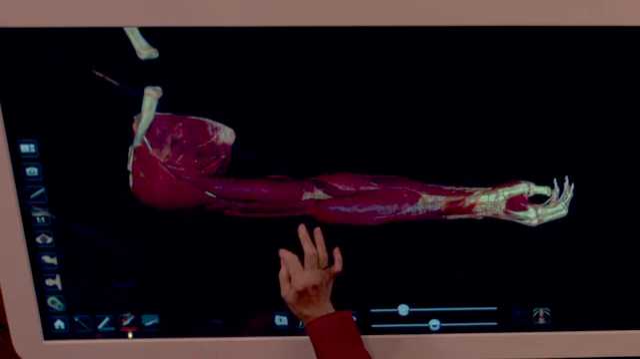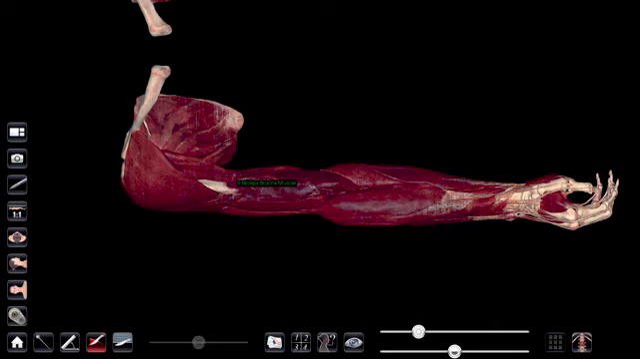Anteriorly, we see biceps brachii, and we see coracobrachialis, as well as the brachialis muscle. And all three of those muscles are supplied by the musculocutaneous nerve off of the brachial plexus.